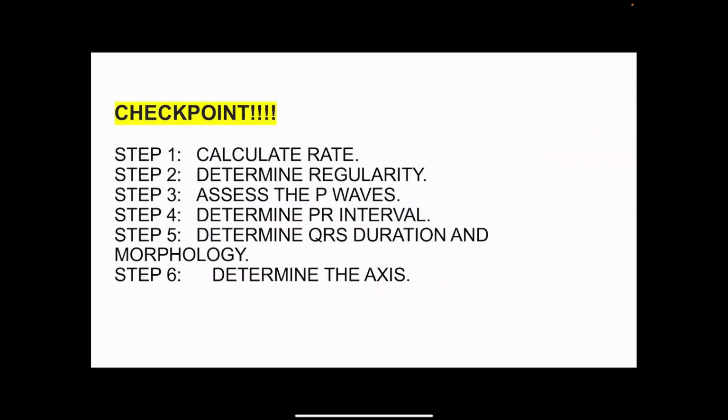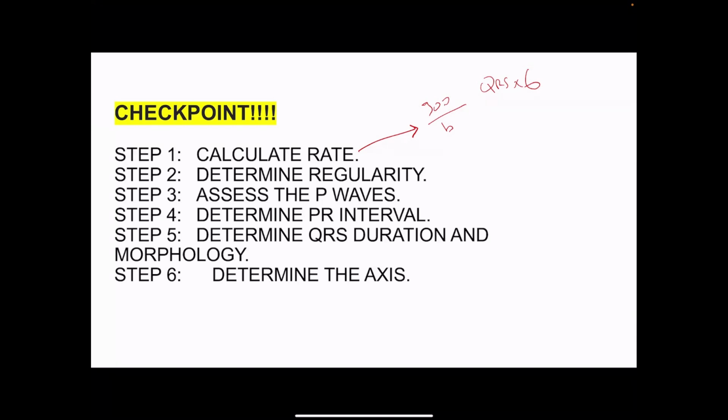Perfect. Do you have a problem with any of these steps before we continue? We talked about rates. If it's regular, we use 300 divided by big squares. If it's irregular, then it's the number of QRS complexes times 6. Which strip do we look at? The strip at the bottom of the ECG to calculate the rate.